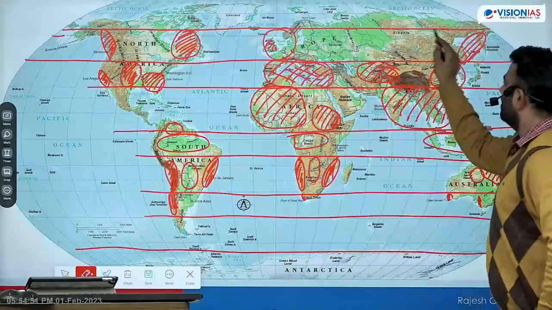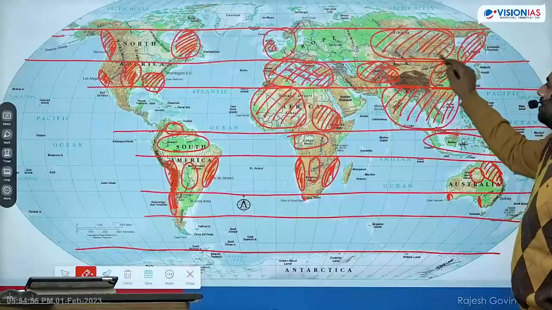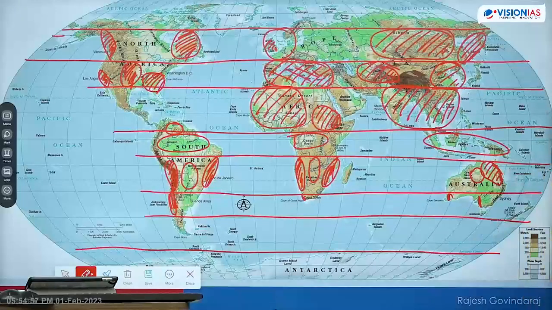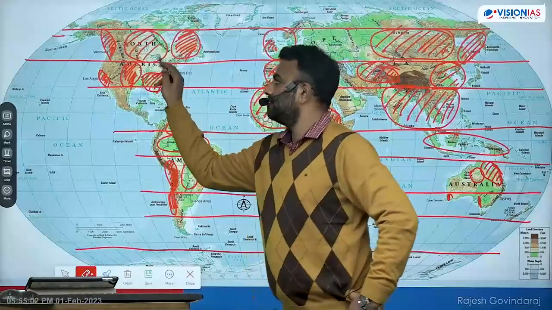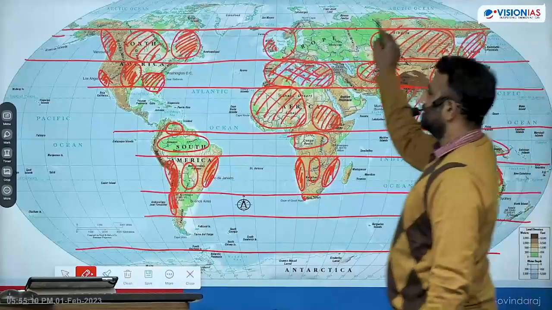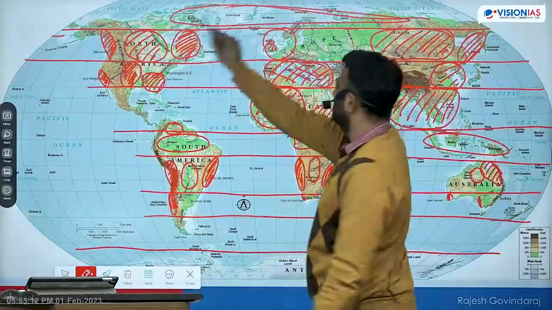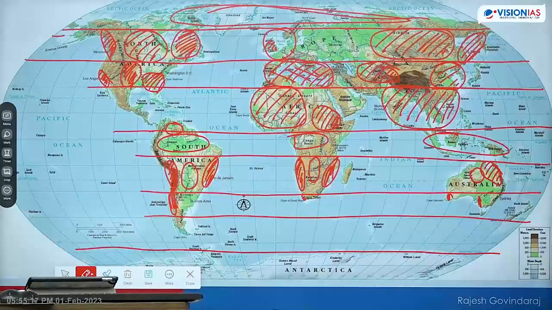Cool temperate continental is Siberia. It is called a Siberian type of climate. This is also Siberian type of climate. You can mark the same in southern hemisphere too. And once you cross 65 degree, what you find is Arctic region. It is called Arctic type of climate. हो गया 11. You should know both the names. Question can come either on the first name or the second name.